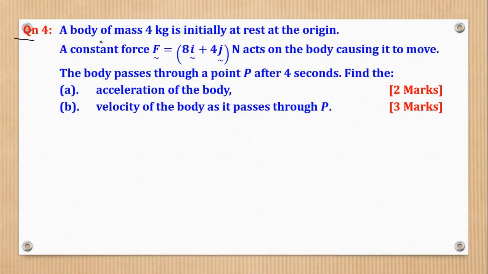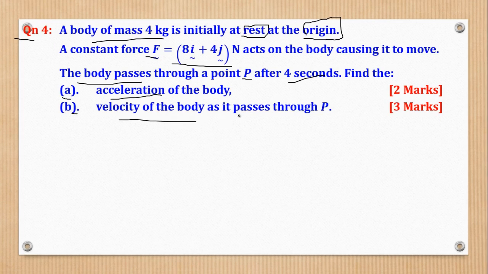Then question 4 says, a body of mass 4 kilograms is initially at rest at the origin. A constant force F, which is 8i + 4j Newtons, acts on the body, causing it to move. The body passes through a point P after 4 seconds. Find part A, the acceleration of the body, and part B, the velocity of the body as it passes through P.